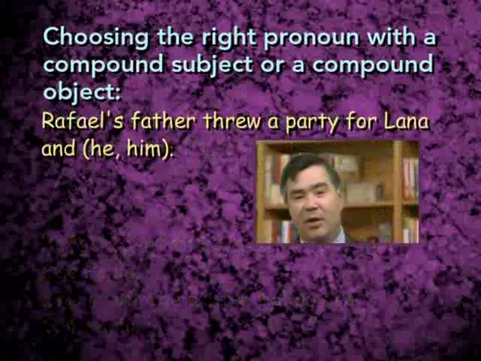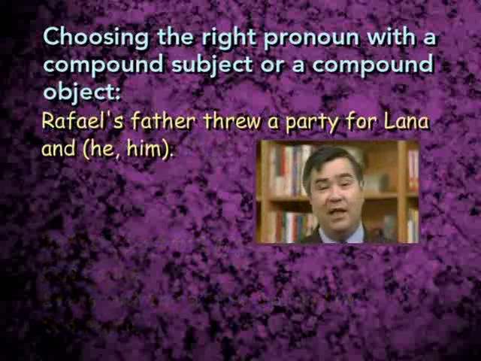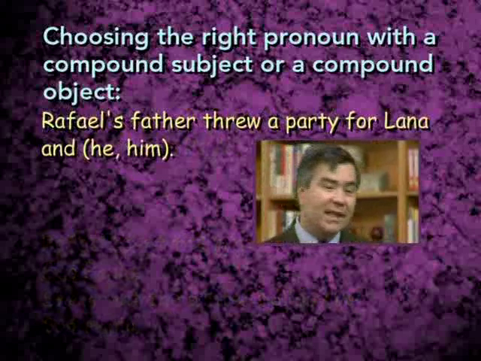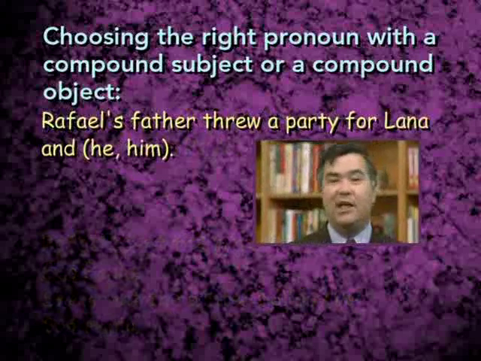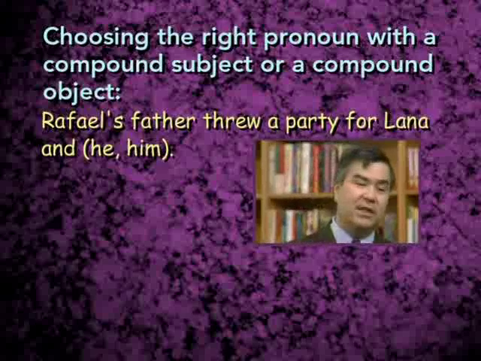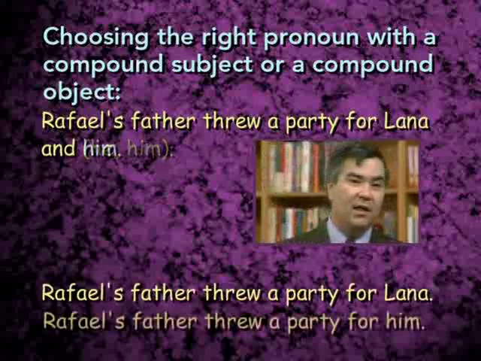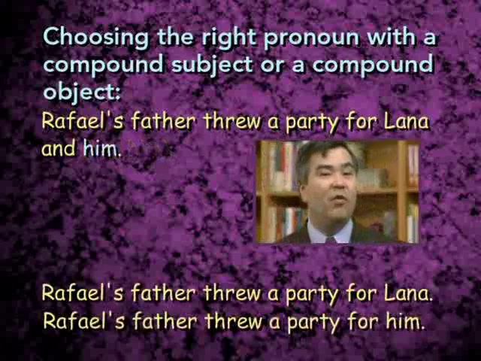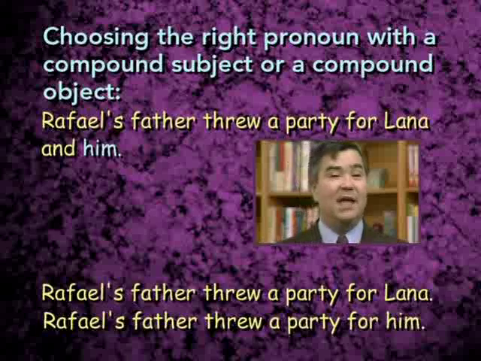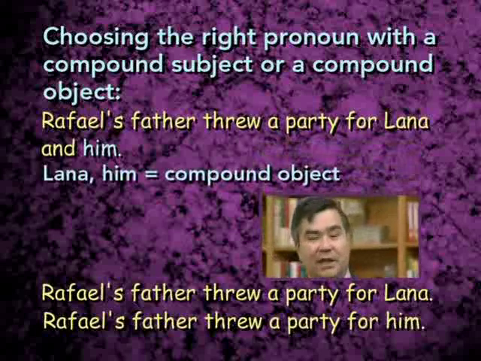One more example. Raphael's father threw a party for Lana and he or him. Once again, if you're not sure which is correct, break the sentence into two, and then it'll be fairly obvious whether we're dealing with a subject or an object. Raphael's father threw a party for Lana. Raphael's father threw a party for him. This is the object of the preposition for. It is a compound object, Lana and him.